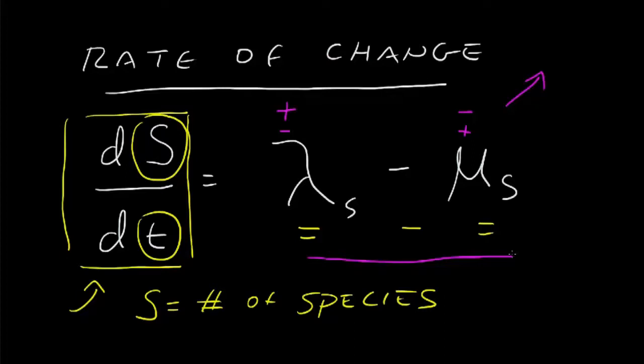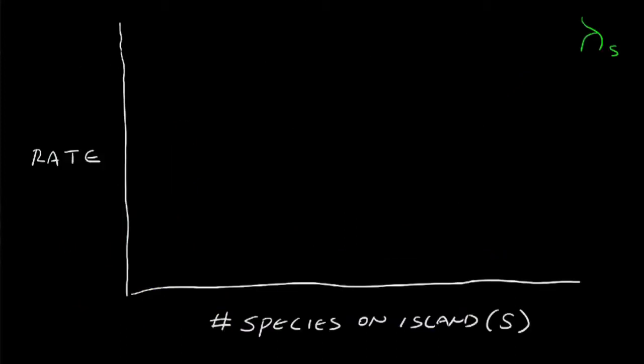So we're going to refine these terms a little bit more, and I'm going to show them to you graphically. Let's start with the immigration side of things. And if you see up here in the corner, I've got lambda S, so that indicates that we're dealing with the immigration side of things. And I've drawn a graph here that's got rate, so this will be our immigration rate on the y-axis, and then we've got number of species on the island, S, here on the bottom side of the graph.